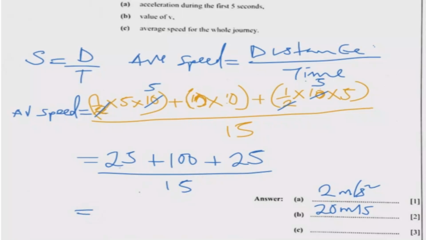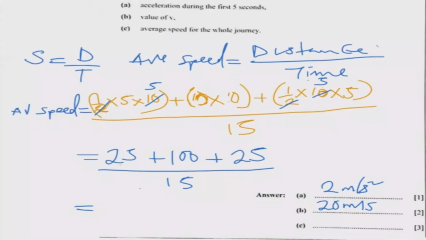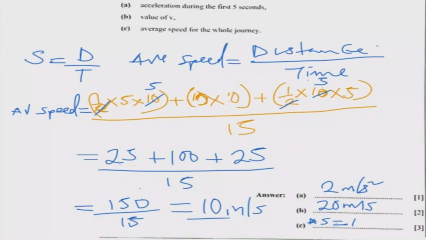So what we can do is we find the sum of the numbers that are on top. We say 25 plus 100 will give us 125, plus 25 will give us 150. Then the whole of that divided by 15. When we divide 150 by 15, it will give us 10. So the average speed was 10 meters per second. We can even record that: average speed is equal to 10 meters per second.